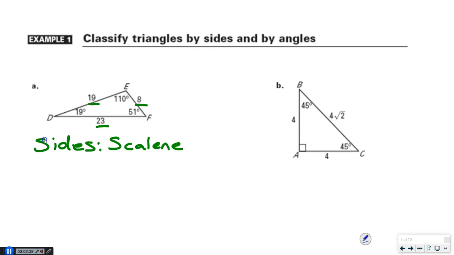Then if we look at its angles, we have 19, 51, and 110. They're not 60 degrees, they're not equiangular. None of them are 90 degrees, they can't be right. We have an angle of 110, so it has to be obtuse. So this is an obtuse triangle.